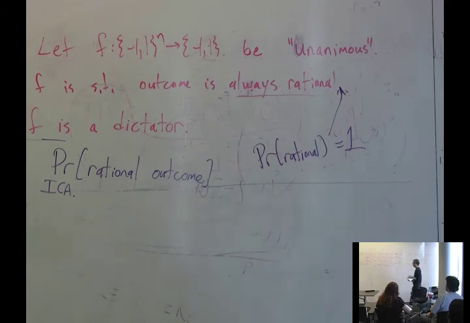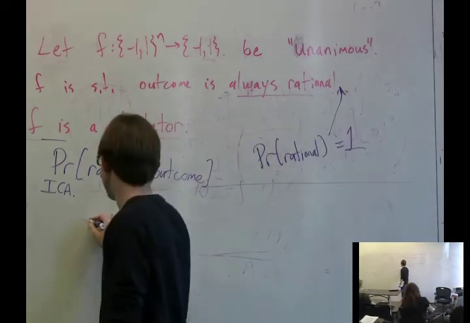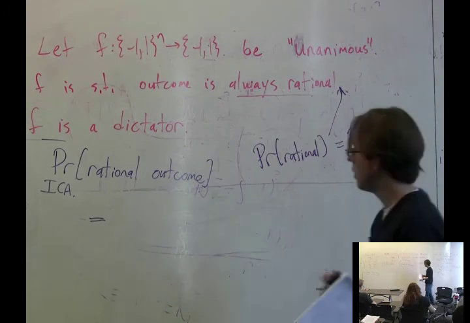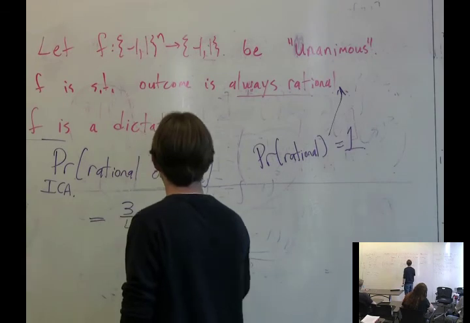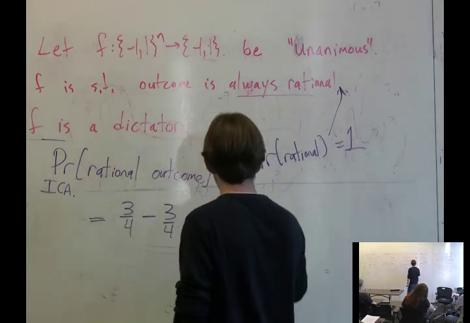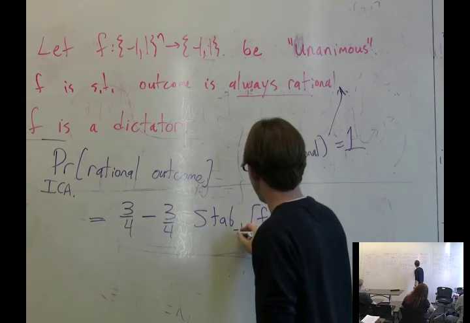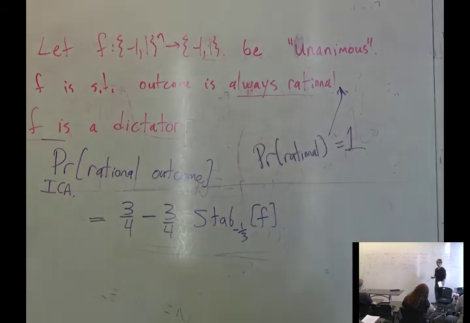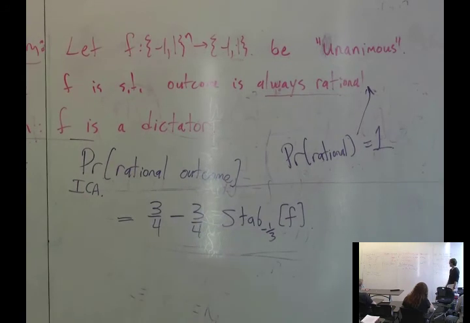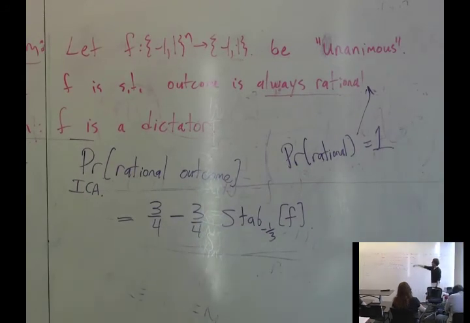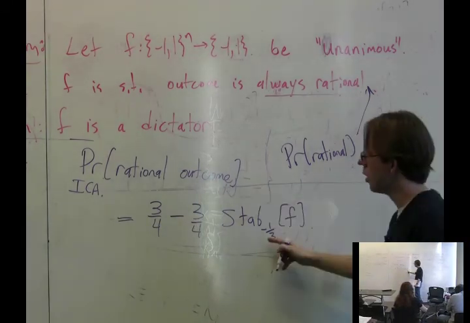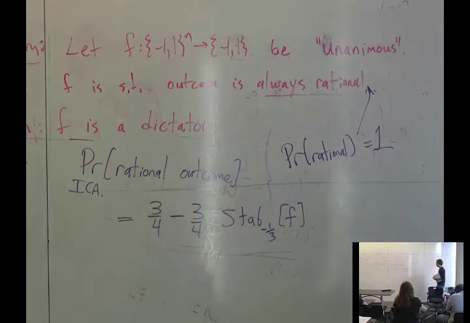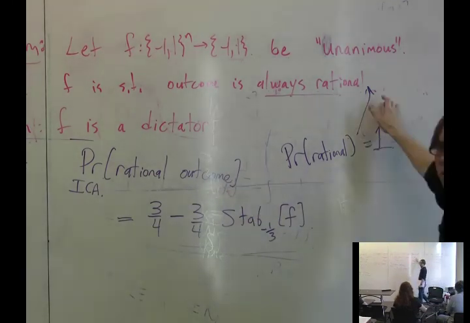OK, so this is what Kalai did. And if you look at this probability, something very nice happens. It's exactly equal to 3/4 minus 3/4 times the noise stability of f at parameter rho equals negative 1/3. Okay, that looks a little crazy, but that's a fact. And we'll prove that in like one board or two boards in a second. It's a simple calculation. But let's take this little lemma as a fact for now and see how we can deduce Arrow's theorem.